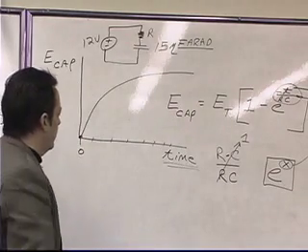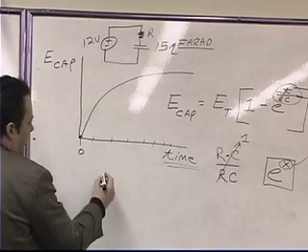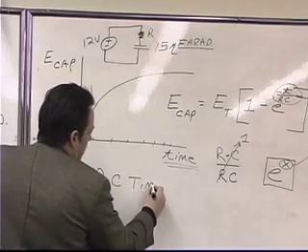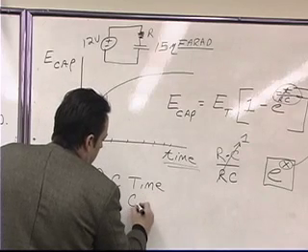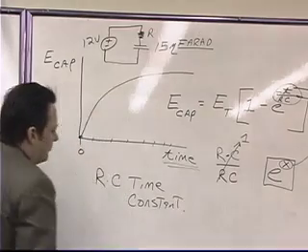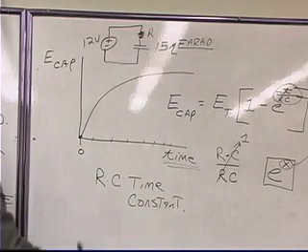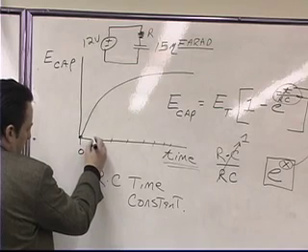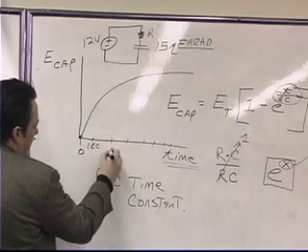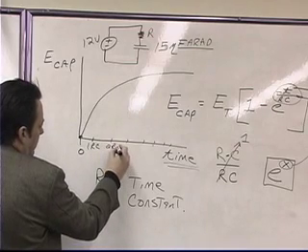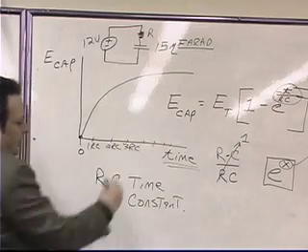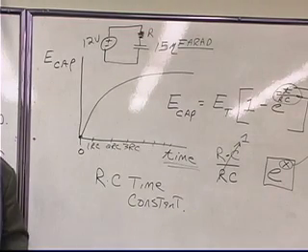So what we do, and what your book does, is it labels what we call the RC time constant. The RC time constant. And it'll say this hash mark right here is 1 times RC. This hash mark is 2 RC. This hash mark is 3 RC. And then 4 RC and 5 RC.